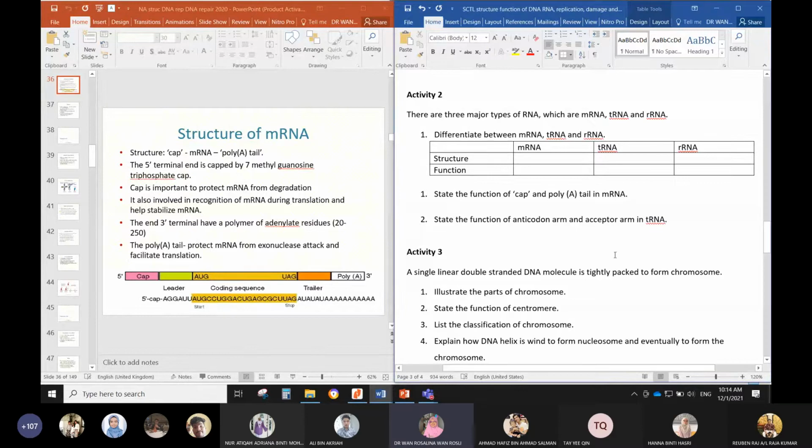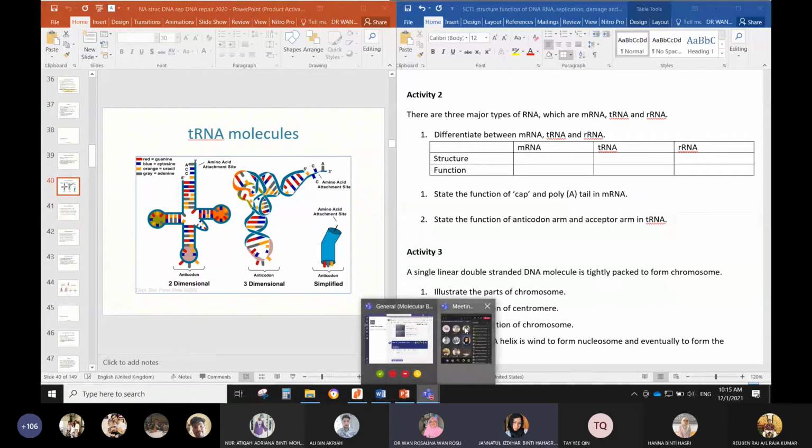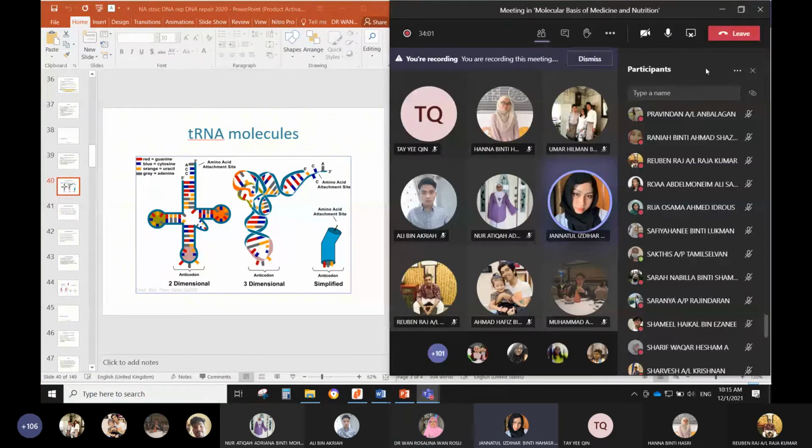How about the second question? The function of anticodon arm and acceptor arm in tRNA. Anyone? Doctor, can I answer this question? Who's that? My name is Izdiha, but you can call me Iz.